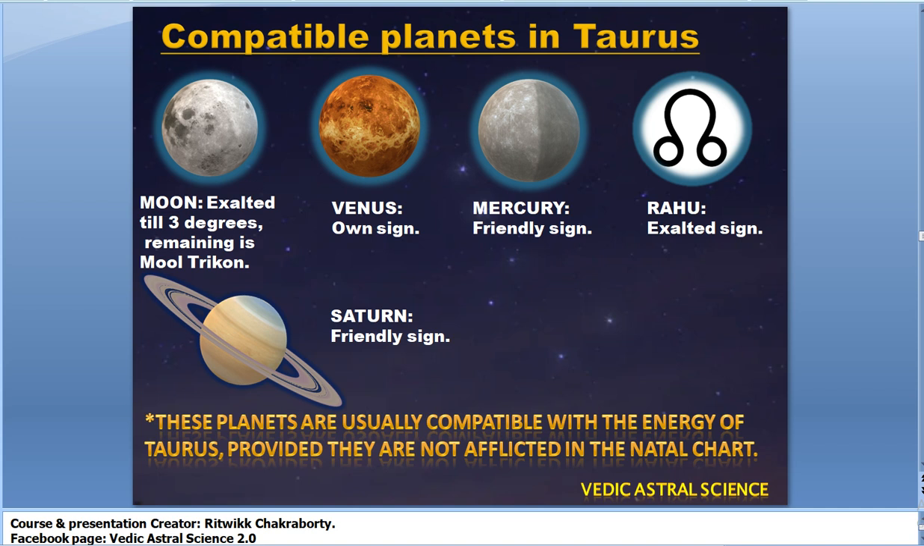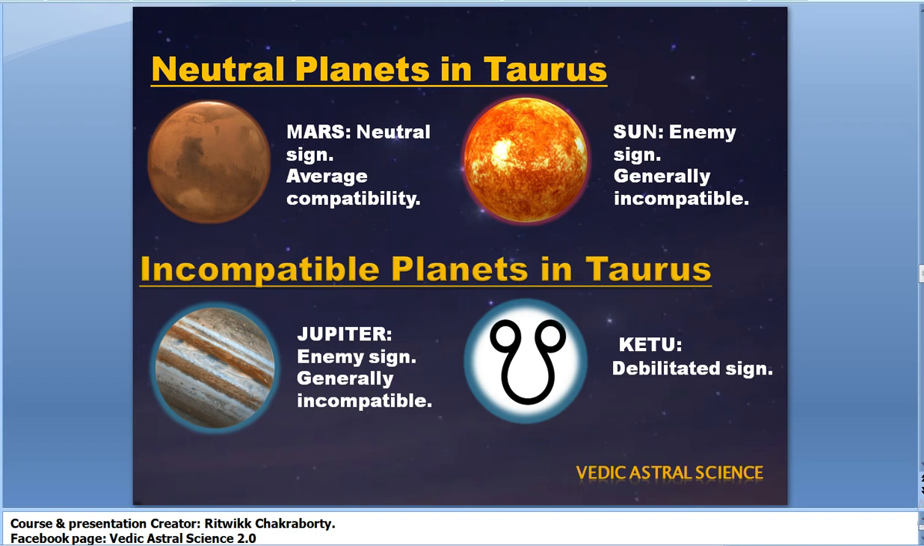So all these planets are usually compatible with the energy of Taurus, provided they are not afflicted in the natal chart. As far as Mars is concerned, Taurus is neutral for Mars. However, it has a special advantage of being placed in the trine position from the exaltation sign of Mars, which is Capricorn. If you count from the sign Capricorn, you will find the sign Taurus in the 5th house. So that is a trine position from the exaltation sign of Mars.